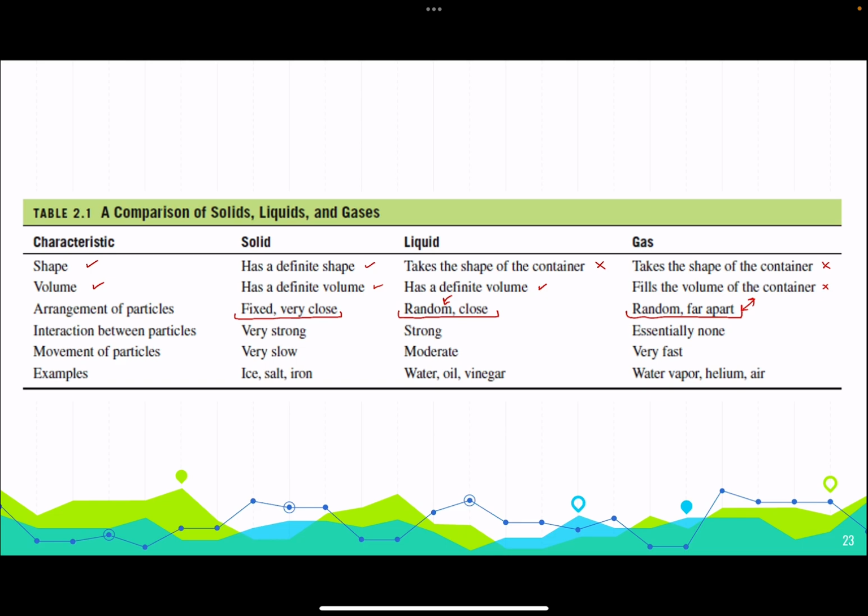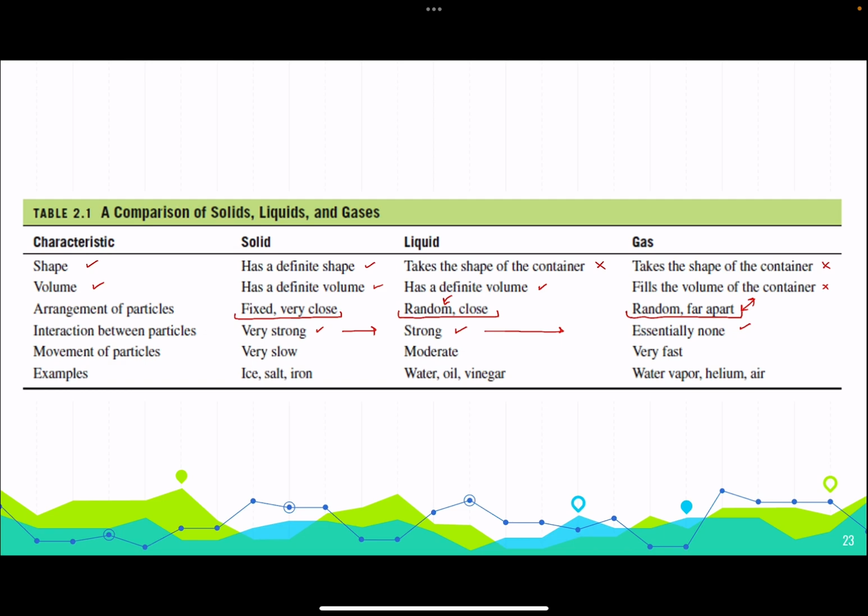What is the interaction between the particles? If they are fixed and very close, obviously their interaction is very strong. As we have more energy, their interaction is less strong, right? Because they're not so close by. So in a liquid, we have a moderate interaction, and with a gas, we have essentially no interaction between the particles.